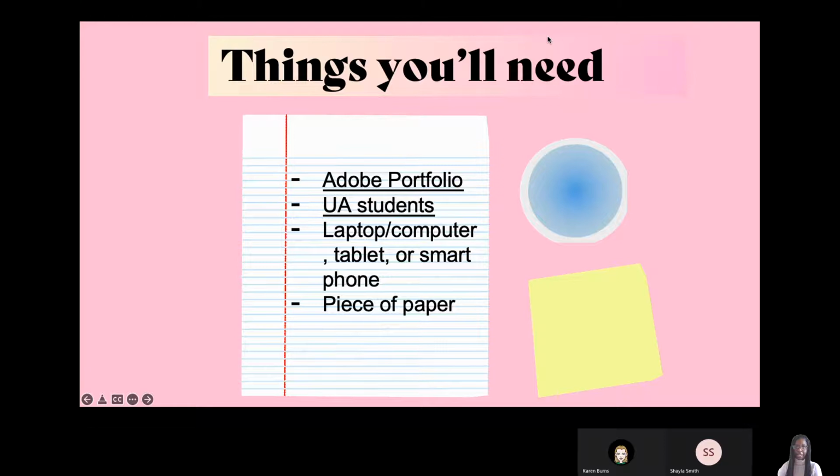So first of all, the things that you'll need: Adobe Portfolio, which is on the adobe.ua.edu website. UA students, or UA faculty and staff as well, you'll need your UA email address so that you can get logged into Adobe Portfolio. You'll need a laptop, computer, tablet, or smartphone so that you're able to access all of these things. And you will also need a piece of paper or something to write your ideas on.